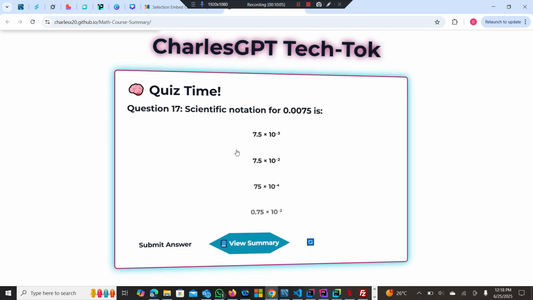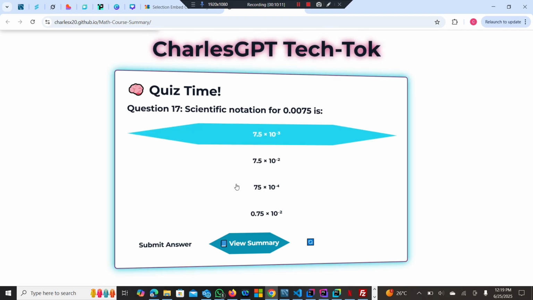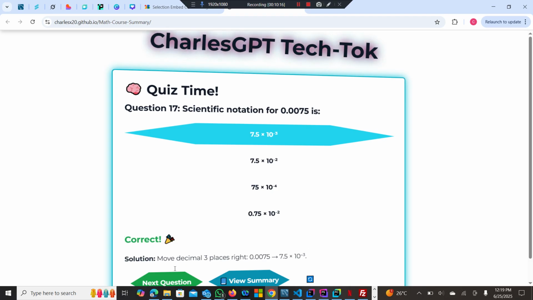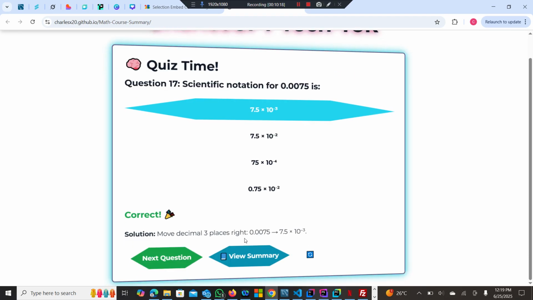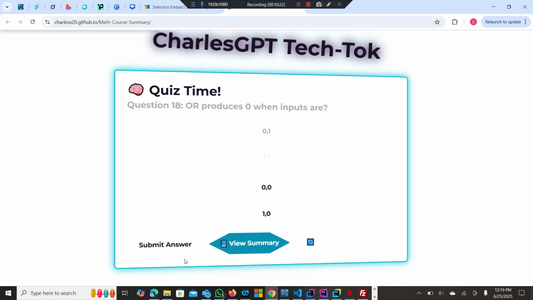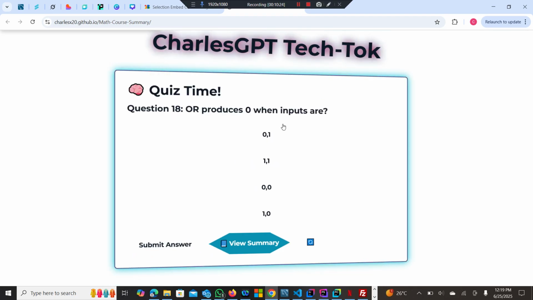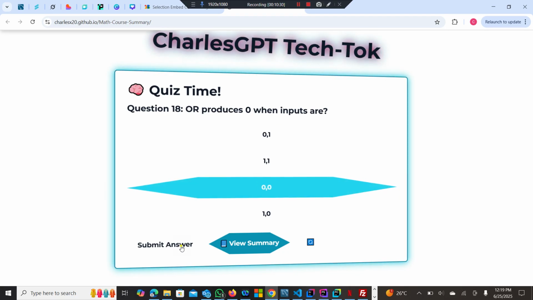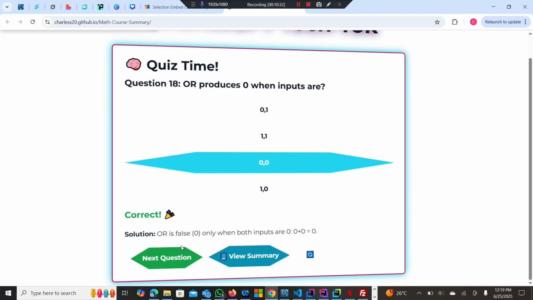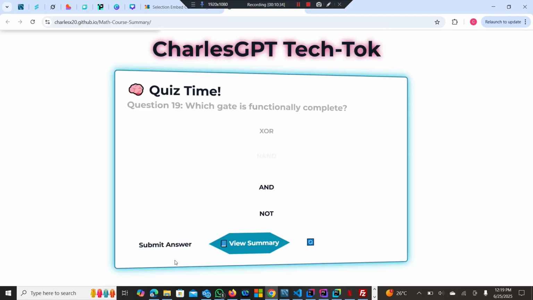So the next one we have scientific notation for this would be 1 2 3 dots. So there's the answer. So since we are going backwards it is -3. Yeah, move decimal 3 places right. 1 2 3. So OR produces 0 when inputs are 0 and 0. So submit your answer. So go for the next question.